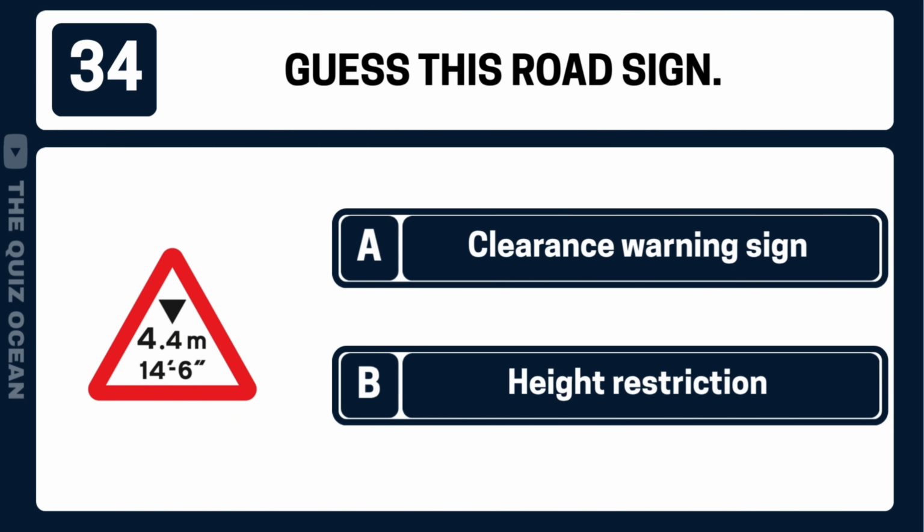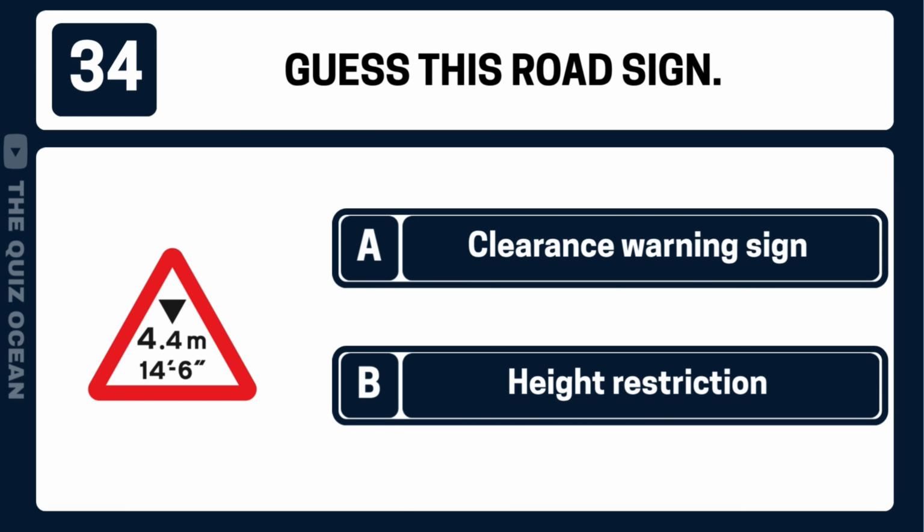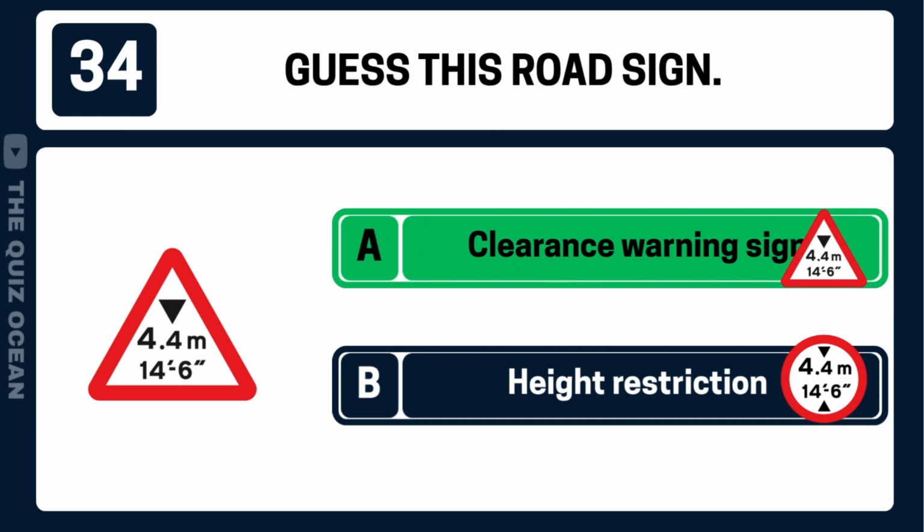Guess this road sign. A. Clearance warning sign. B. Height restriction. The answer is A. Clearance warning sign.